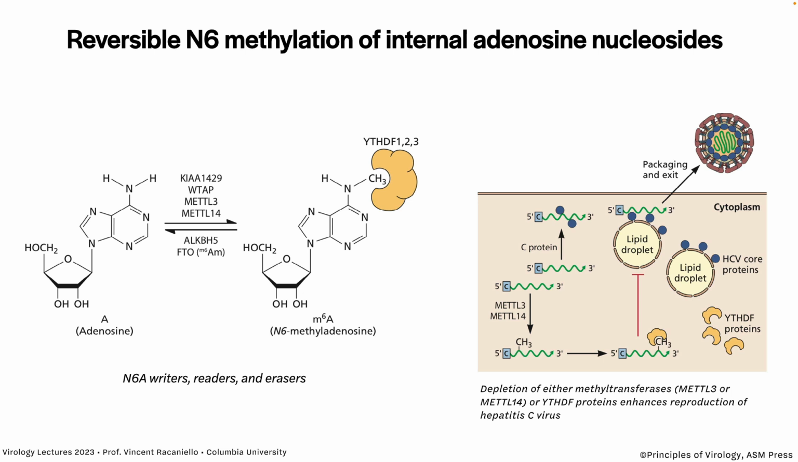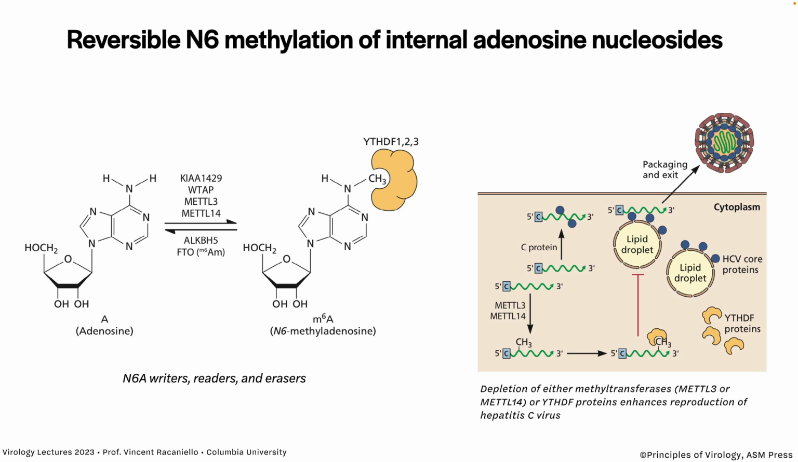And so if you deplete the methyltransferases in a cell that put on the methyl, or these readers, the YTHDF proteins that read the methyl by binding to it, if you deplete those, you enhance reproduction of the virus. And so in a cell that's trying to, you may ask, how does hepatitis C virus ever reproduce? Well, it antagonizes these methylations and readings so that it can get its virus particles assembled. So this is just one example of many different ways that reversible methylation of adenosines can regulate the activity of RNA.